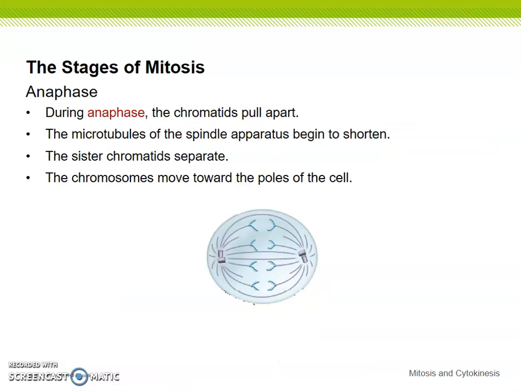After that is anaphase, when the sister chromatids pull apart. The spindle fibers made up of microtubules start to shorten, like reeling in a fishing pole. And this causes the chromatids to separate and move to opposite sides of the cell, to opposite poles.